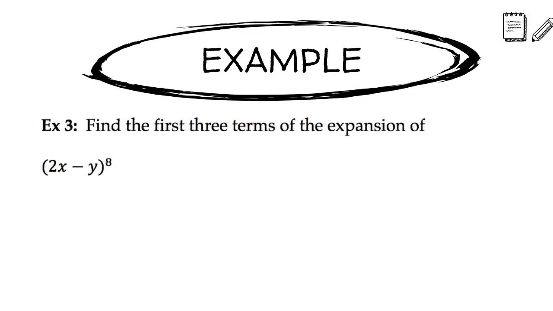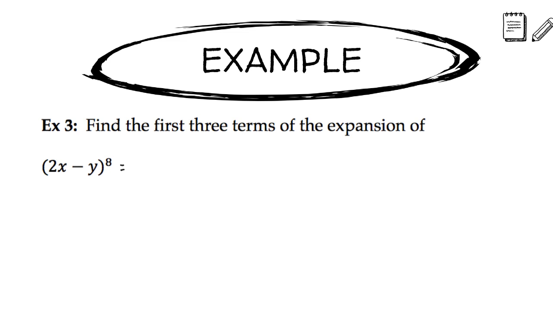In this example, we're asked to find the first 3 terms in the expansion of 2x minus y raised to the 8th power. We're asked to only do the first 3 terms because when you raise 2x minus y to the 8th power, that's going to be 9 different terms, and the problem gets a little tedious. So we're just showing what we know based off the first few terms.